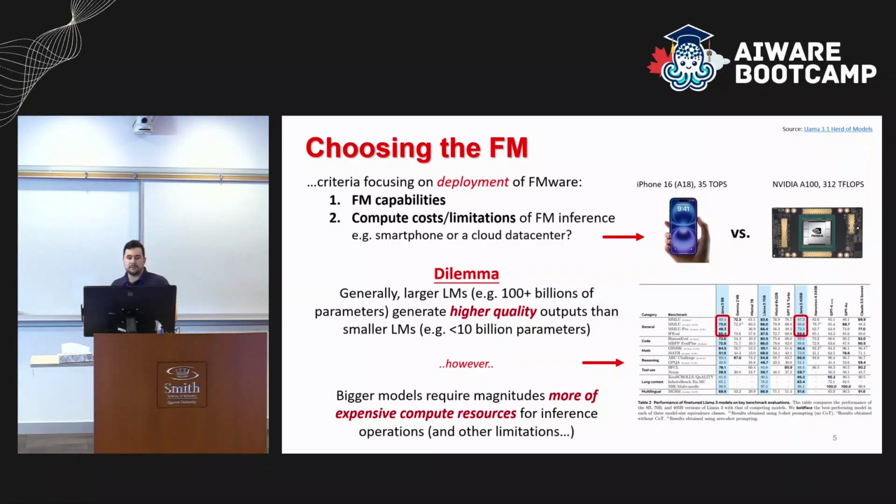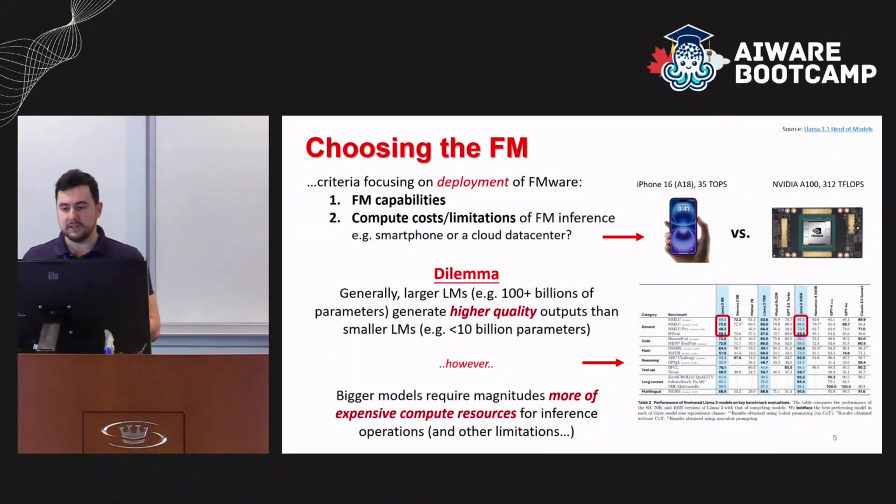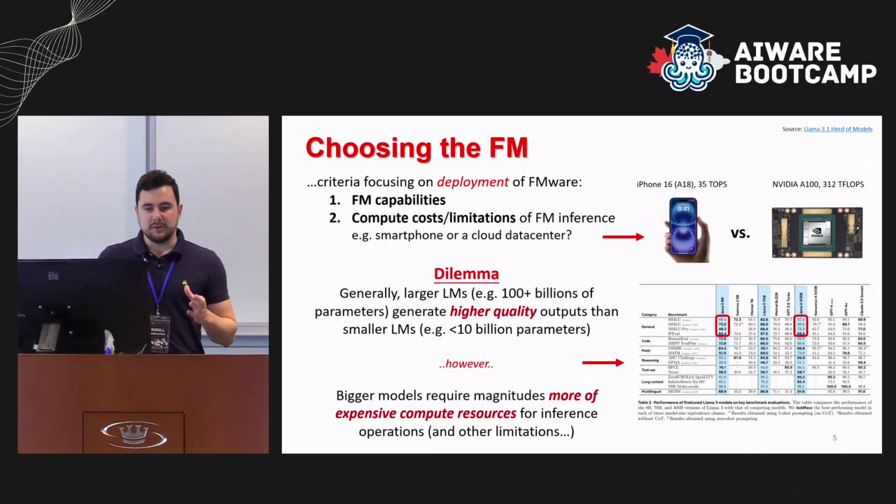Compare that to NVIDIA A100. Now it's already second, it's not the best out there. There's H200 out there, which is even higher. But that has 312 teraflops, which means floating point operations per second. So very different hardware. As well, iPhone has limited RAM, NVIDIA A100 has 40 gigabytes, sometimes 80. So that will also influence the kind of model you can use.